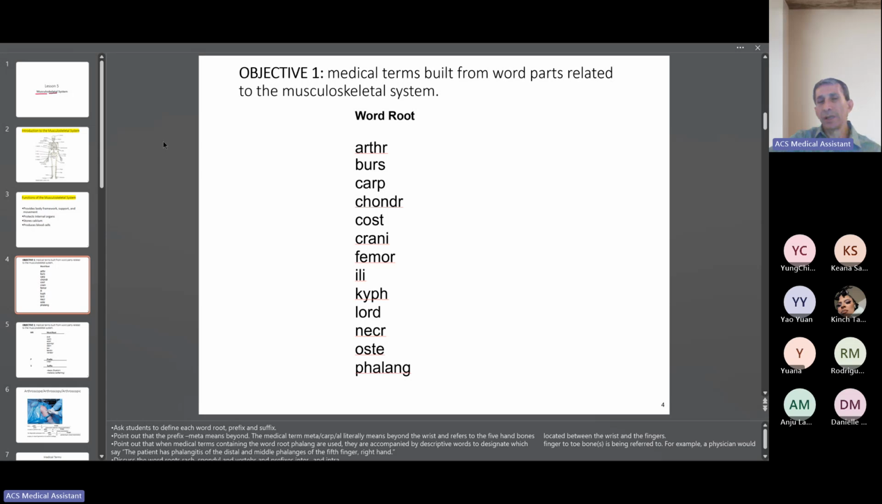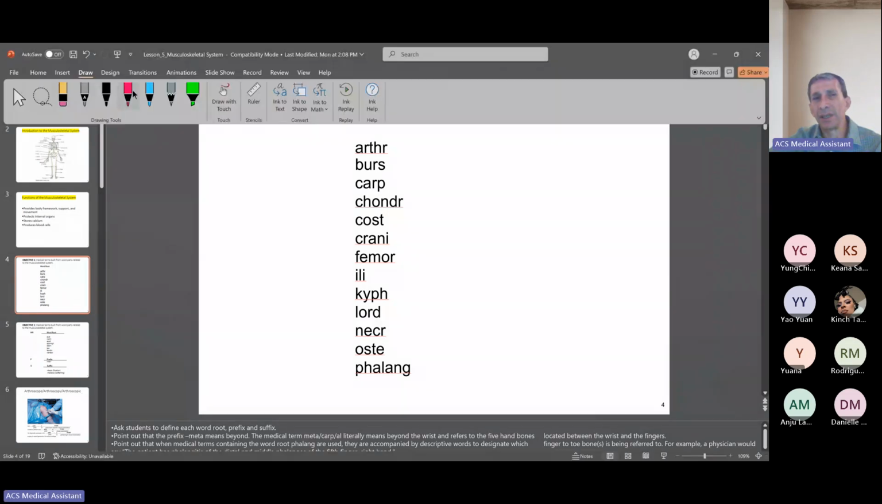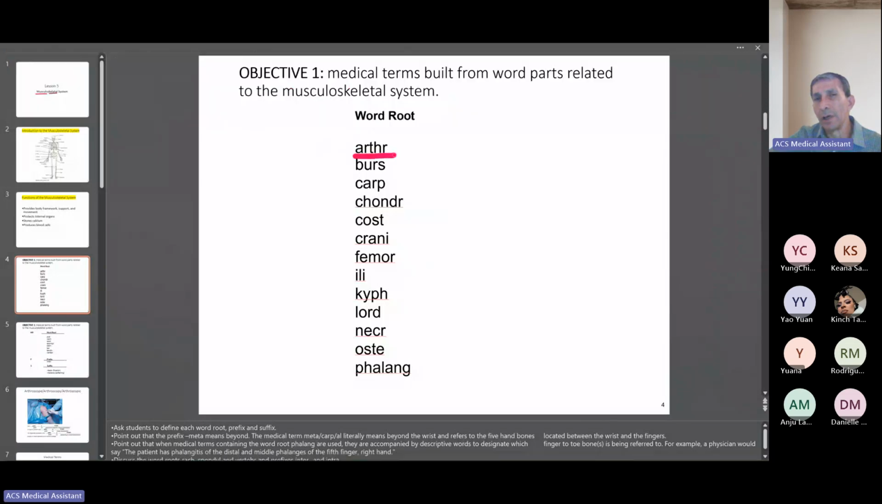Okay, so let's talk about some of the word roots from the musculoskeletal system. Most of the ones that I see here sound like bone parts, bone roots. So let's begin with arthr. Arthr comes from joints. This is a word root, remember. It's a joint. That's what we said, arthritis, inflammation of the joints.